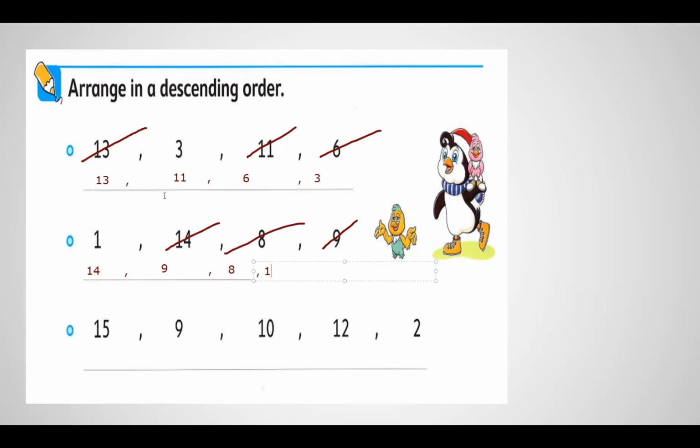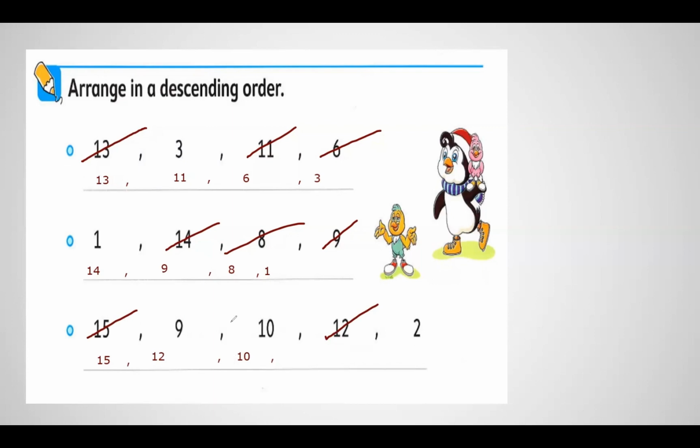The last example. Here we have 15, 9, 10, 12, and 2. Yes, descending, start from the biggest number. It's 15. Okay, after 15, what comes? Bravo, it's 12. Then after 12, can you think? Excellent, it's 10. And cross it out, cancel it.